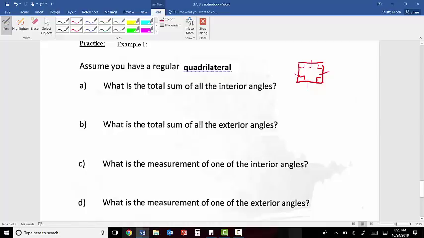It says, what's the sum of the interior angles? And that's the n minus 2 times 180 rule. So in this case, we're doing 4 sides. So 4 minus 2 times 180 is going to get you 360. And that says, what's the sum of all the exterior angles? And that is always 360, so no work needed for that. That's just memorization.